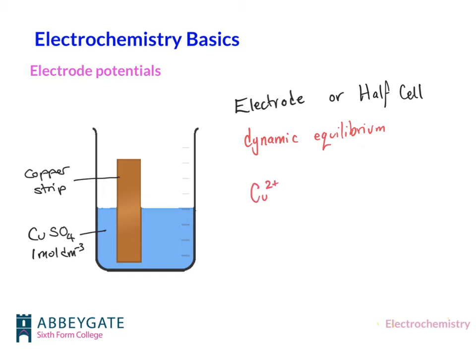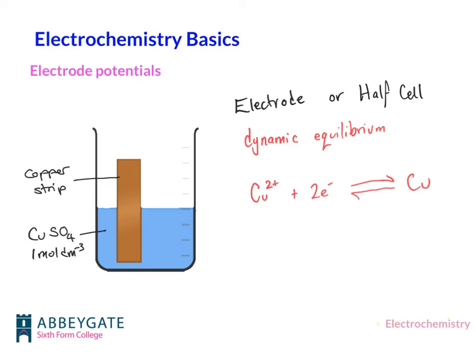Now, the dynamic equilibrium that forms: we've got the copper ions in the copper sulfate solution. So they are Cu2+, and they can be gaining 2 electrons and turning into solid copper. But equally, at the same time, the solid copper can be turning back into Cu2+ ions and 2 electrons.